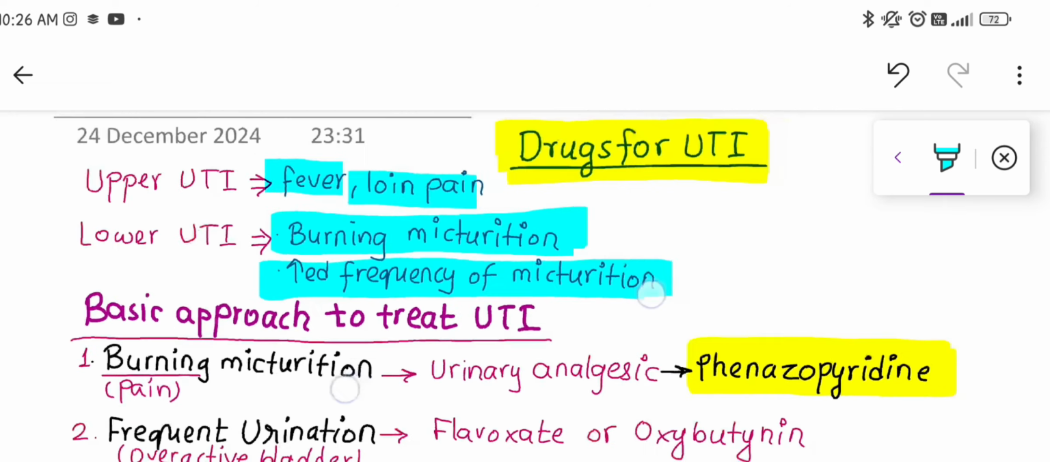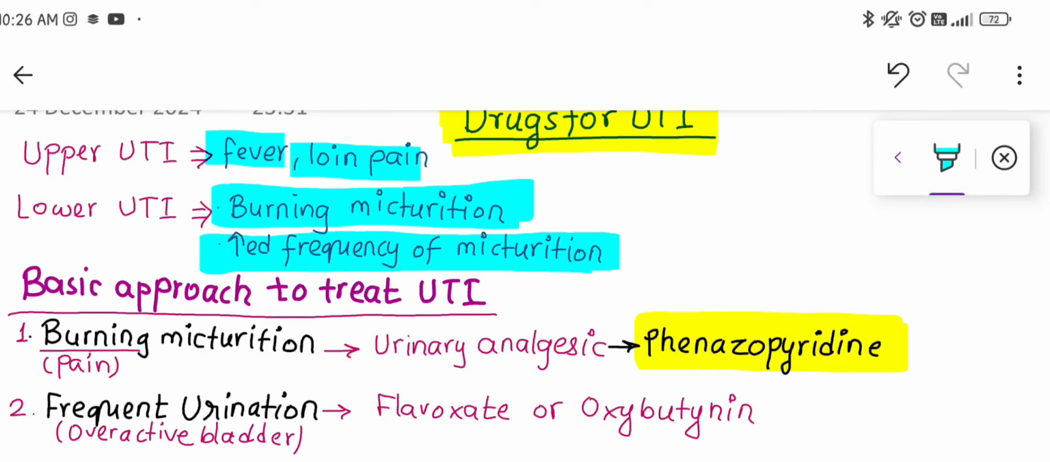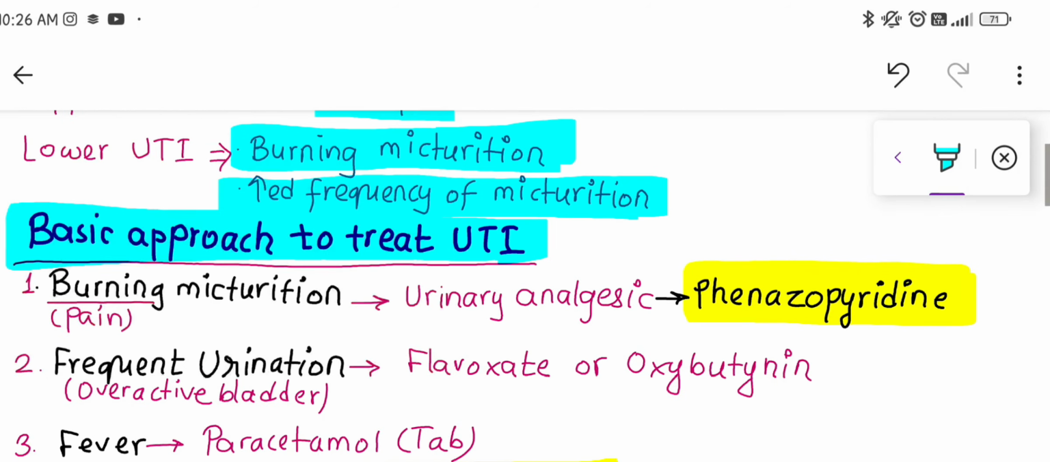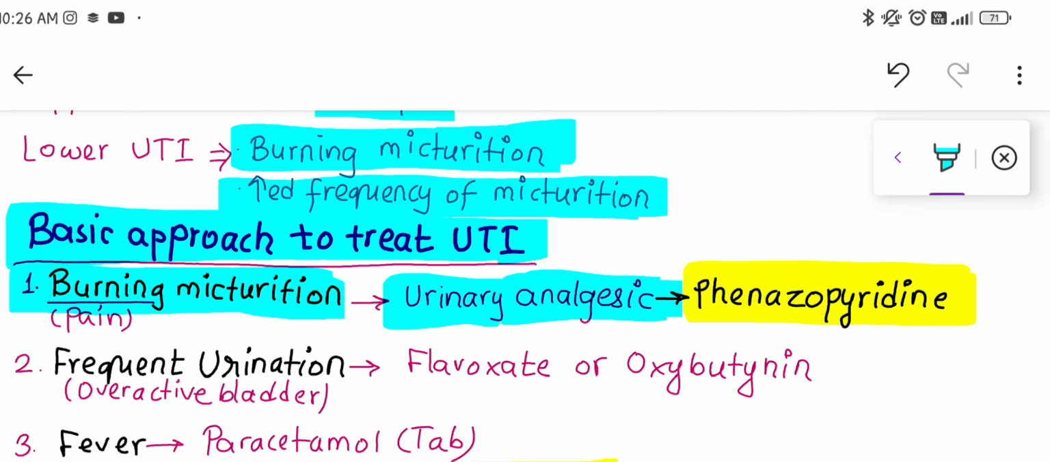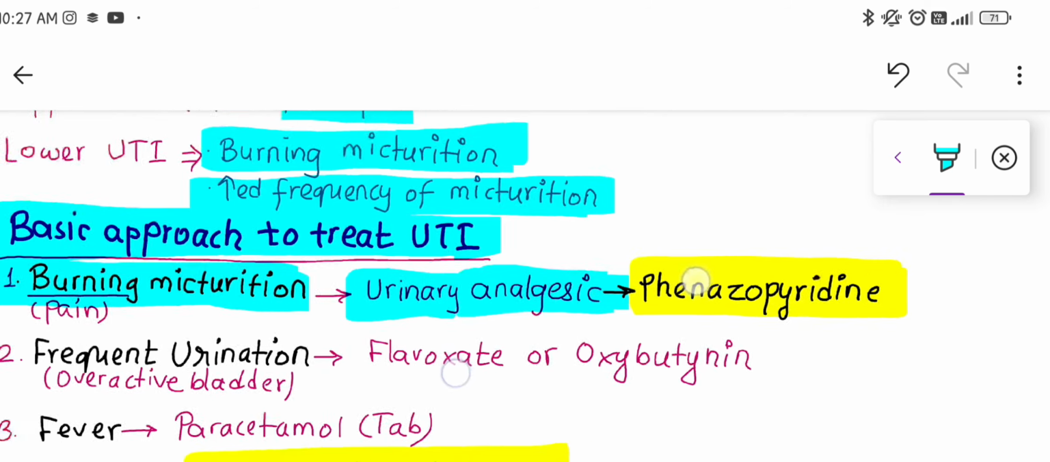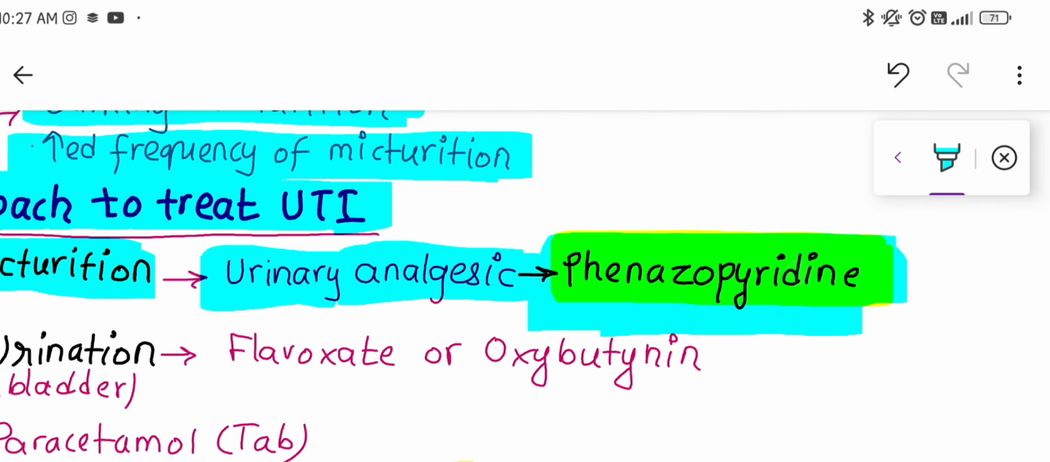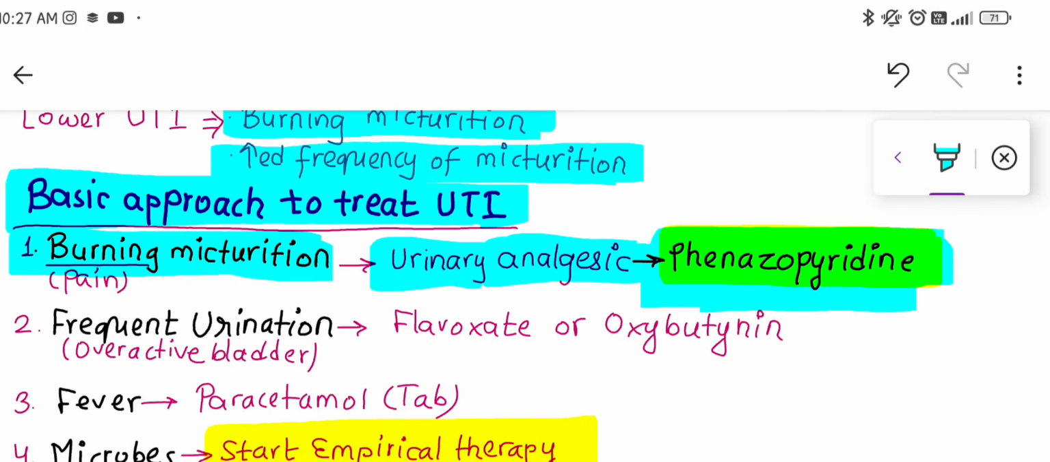Now if a patient comes with urinary tract infection, what are the strategies for the treatment of UTI? So we have to discuss the basic approach to treat urinary tract infection. First, we have to treat the burning micturition. The patient has pain during micturition, so it can be treated by using an analgesic, meaning a pain relieving drug. That is a urinary analgesic because it acts locally. So the drug is phenazopyridine. This is the drug of choice for burning micturition.